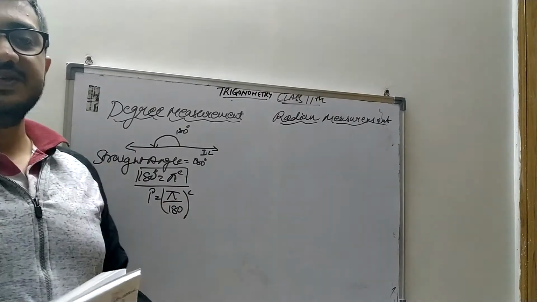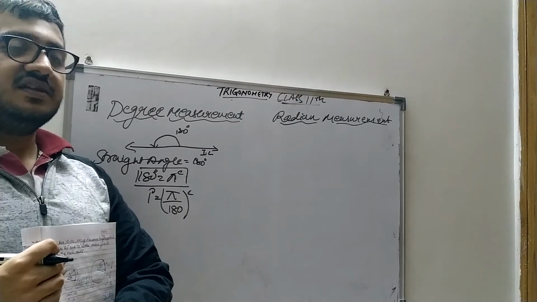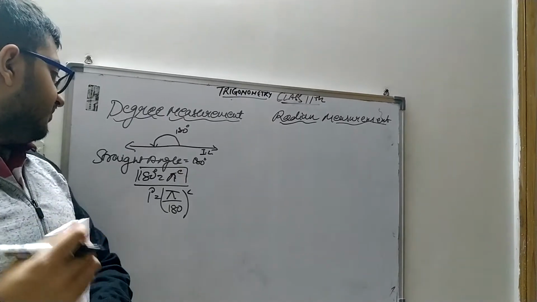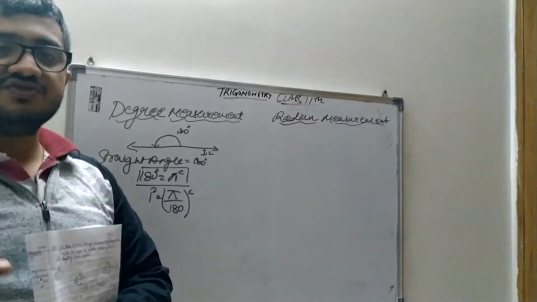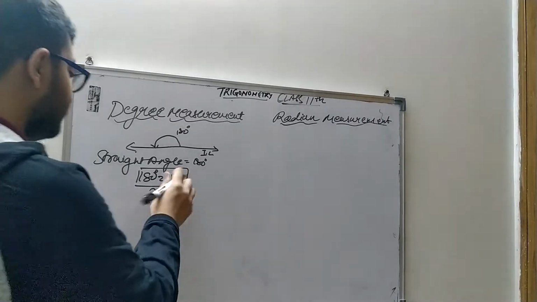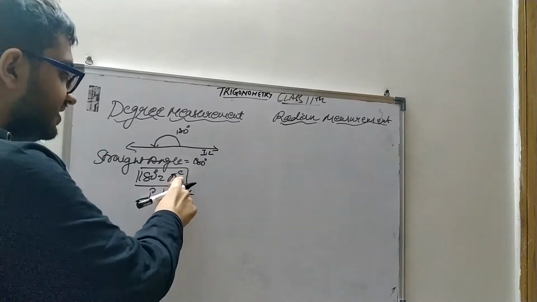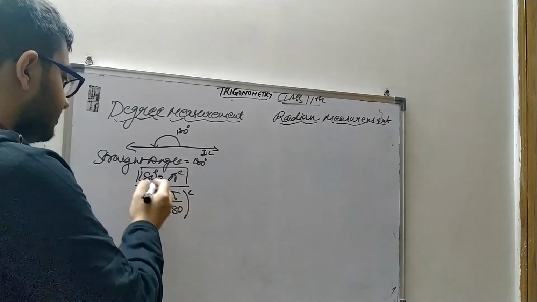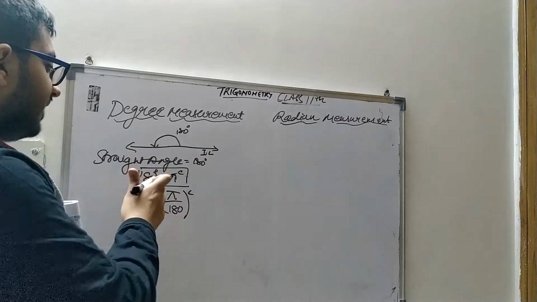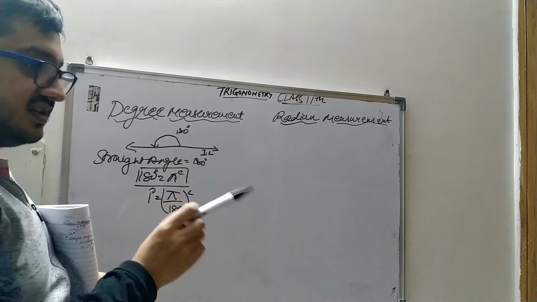In trigonometry we study about radians. In radian measure, 180 degrees is equal to pi radians, and here we denote it with c as a power, which denotes radian. Okay. So if 180 degrees is equal to pi radians, then 1 degree is equal to pi upon 180 radians.